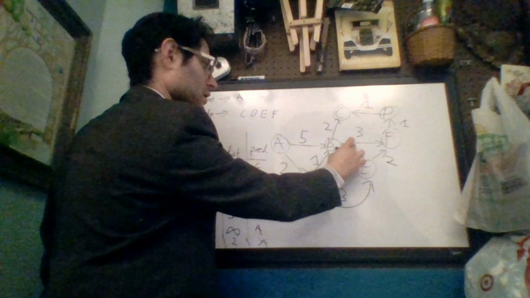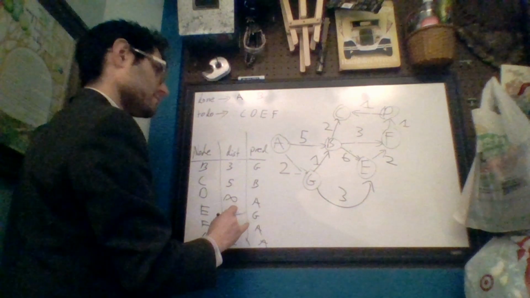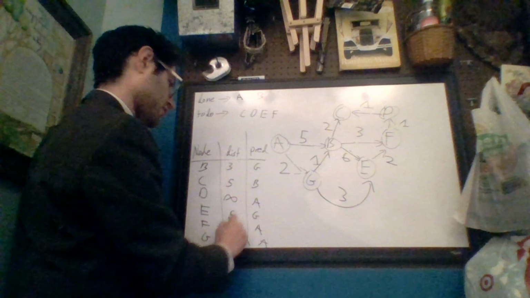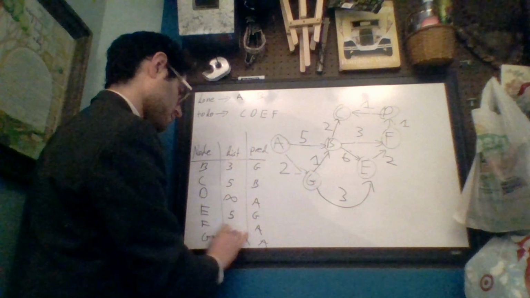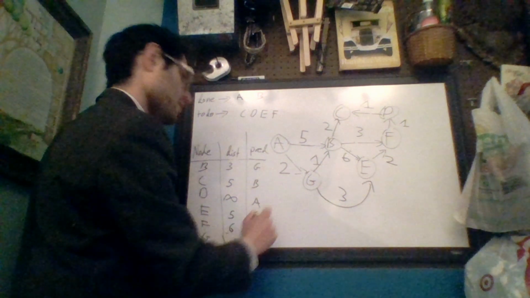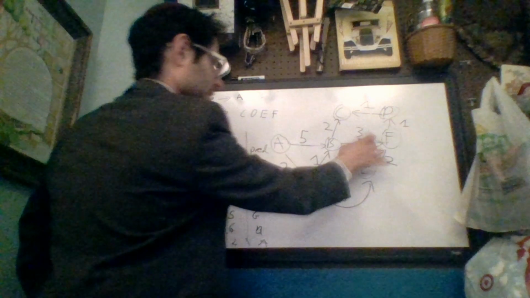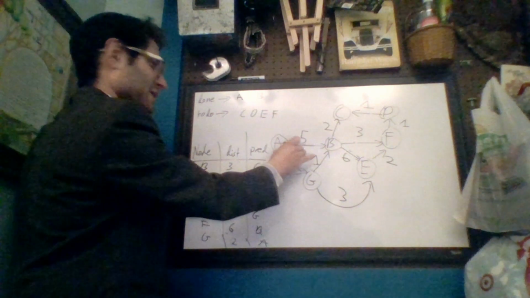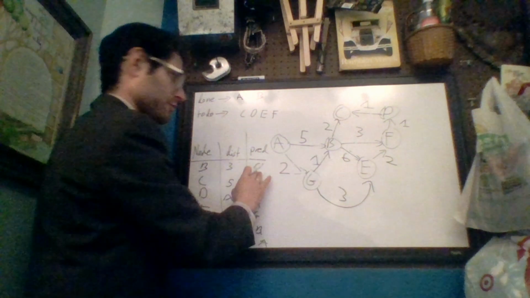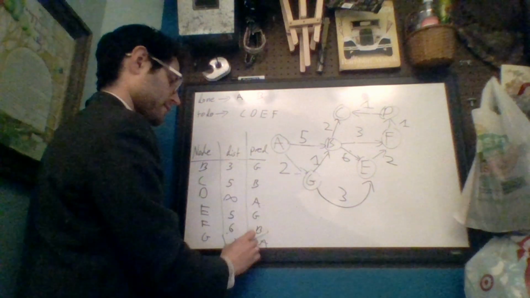What about this node? Well, it's 3 plus 3 to get to F. So 3 plus 3 is 6, from B. We don't use 5 because that's not the cheapest way to go. To get to B, we want to go through G, which is a cost of 3.